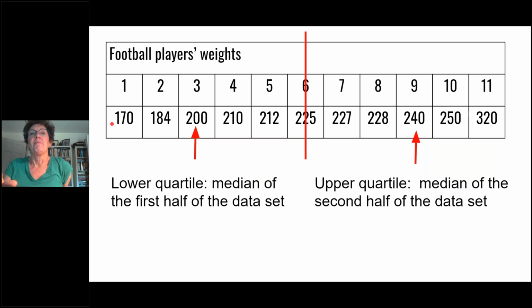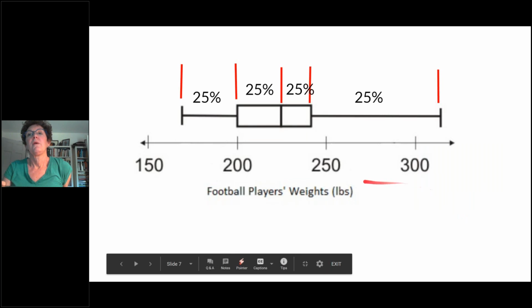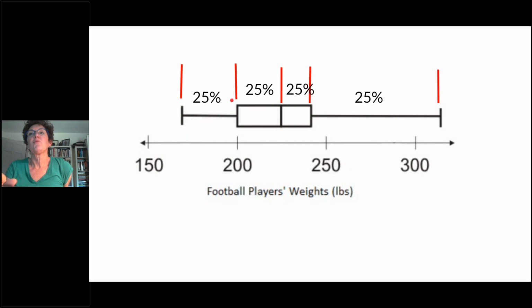So we have the minimum, the lower quartile, the median, upper quartile, and the maximum. Notice, here's a really important point: 25% of the data is represented by this whisker. 25% of the data is represented by this half of the box. 25% of the data is represented by this half of the box. And 25% of the data is represented by this whisker.